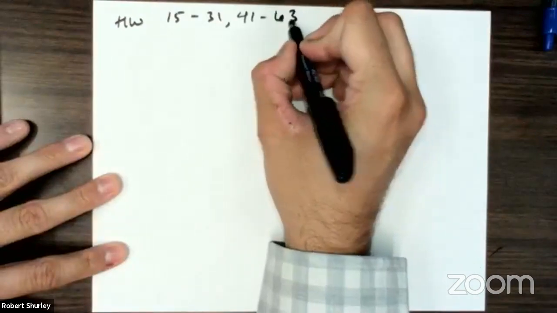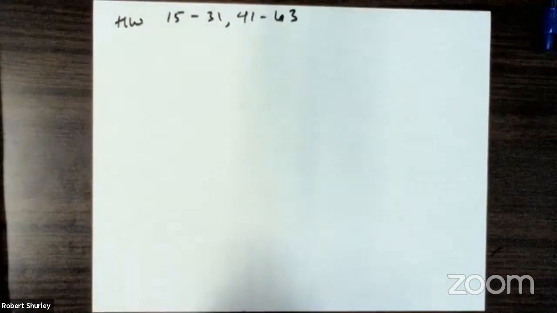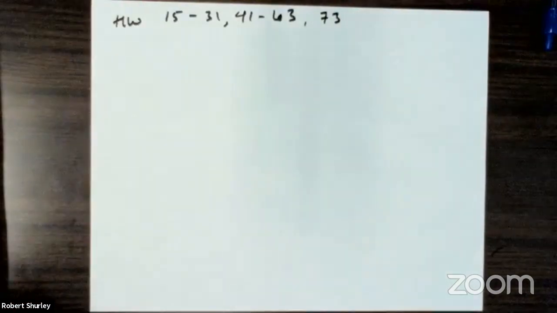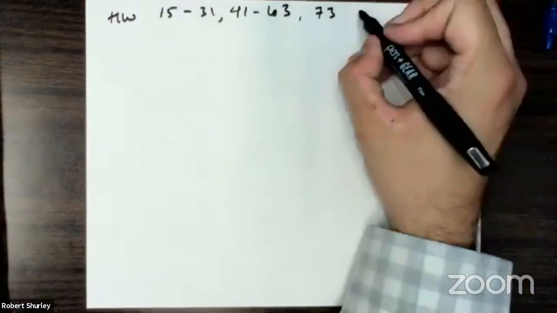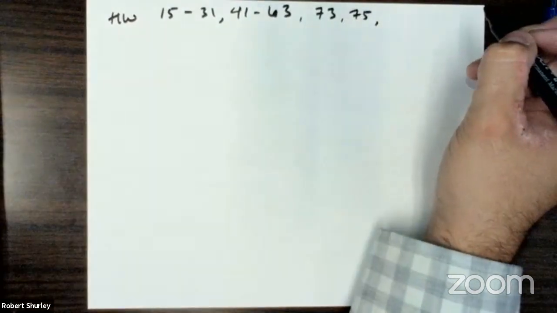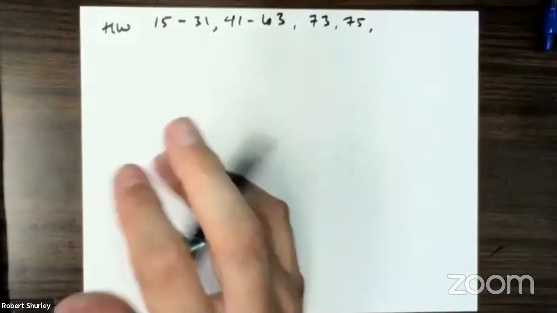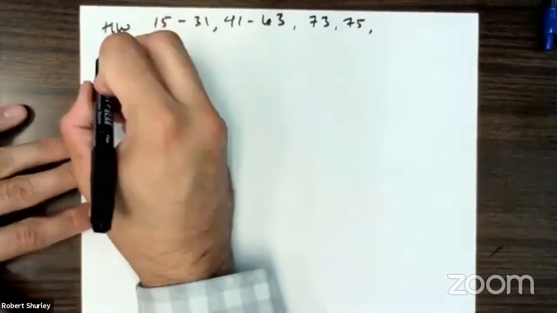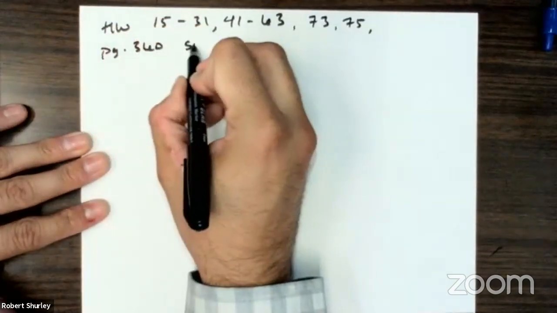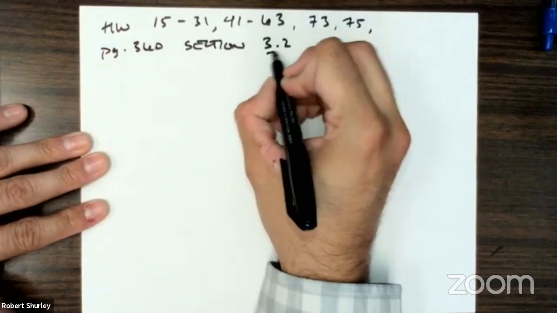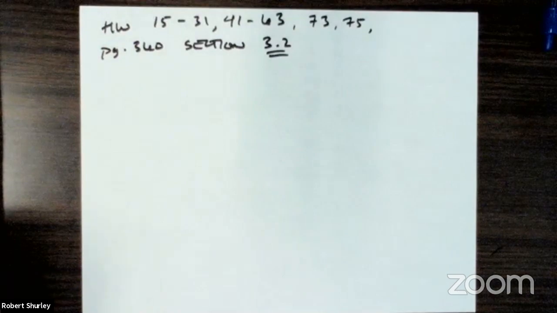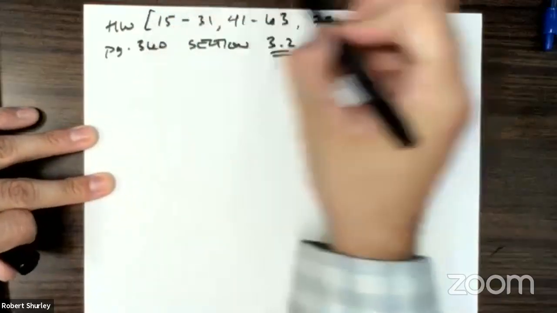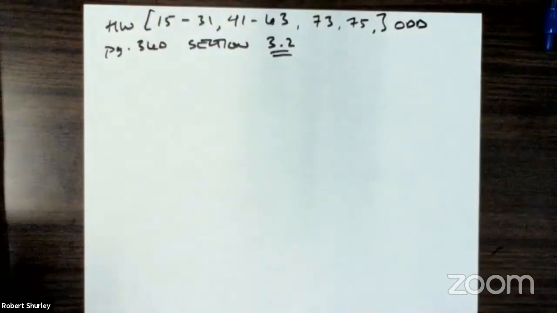I didn't talk about intermediate value theorem. It's not that important. 41 through 63. Okay. And then skip over. I want you to do a few real world examples. There's 73, 75. Yeah, 73. So homework. Now this starts on page 360. And it's section 3.2. Okay. 15 through 31, and then 41. Now all of this is odd, guys. Do all the odds.